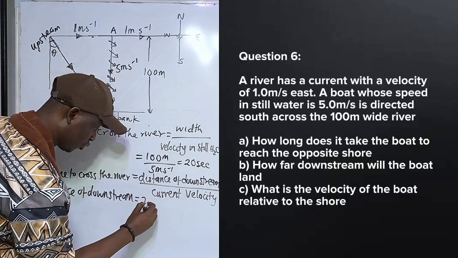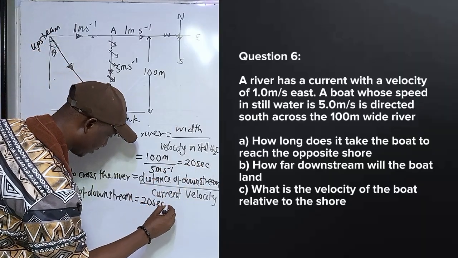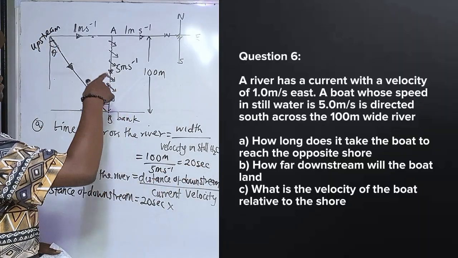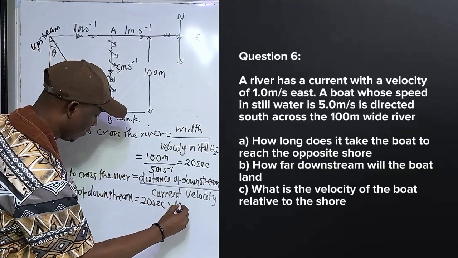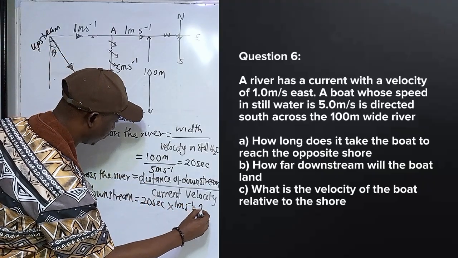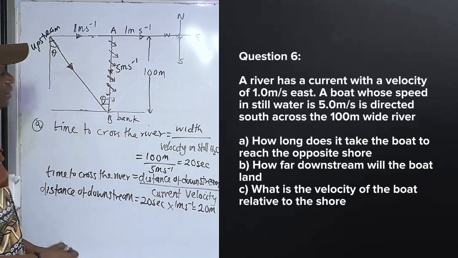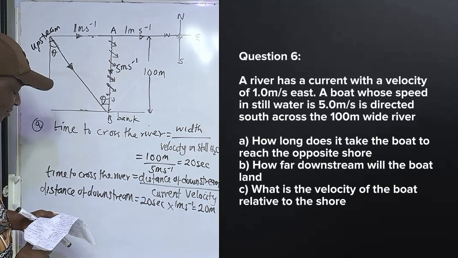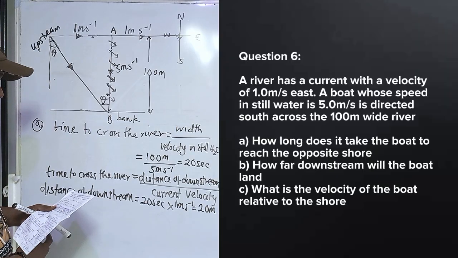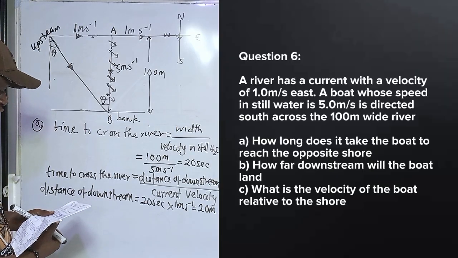What is the time? 20 seconds times what is the current movement? 1 meter per second. So that will give us 20 meters. Exactly. So that is how far the boat will land downstream.